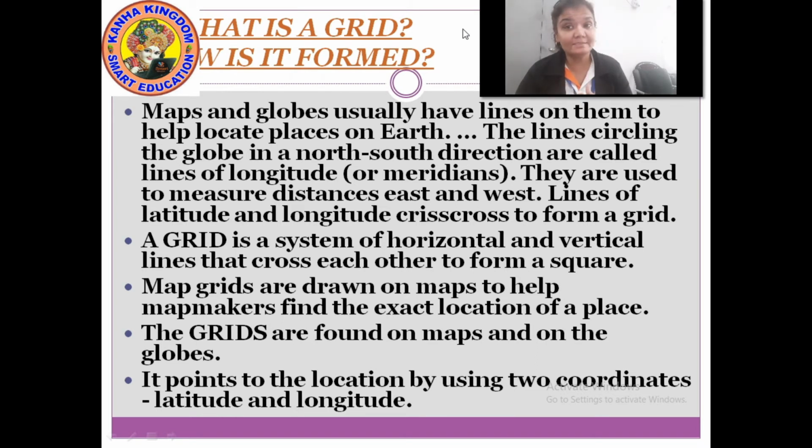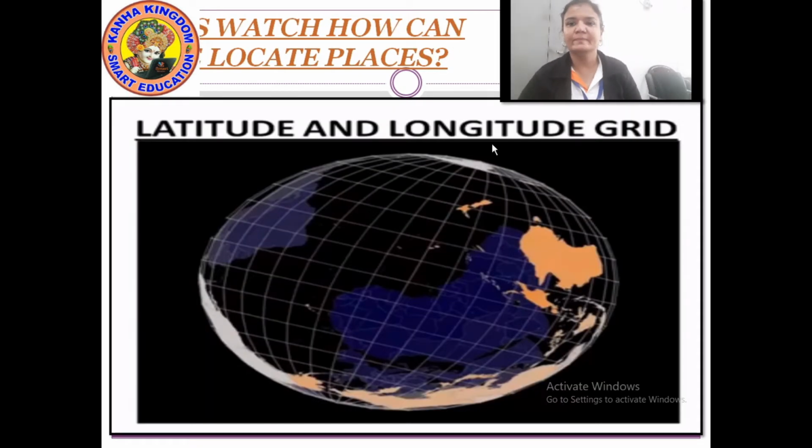This grid can be seen on the globe and on the map, but not on the earth, because they are imaginary, right? Next, I'll show you a clip by which you can easily locate places. You can learn how to easily locate a place. So let's move to the clip. Now watch the clip very carefully so that you can understand easily.